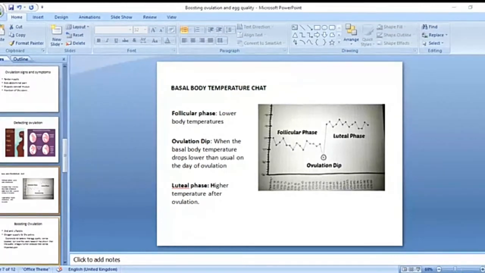The first part where you see the follicular phase, that's the first part of your cycle. And you know that in this part the temperature is lower during the follicular phase. And then in the luteal phase, the temperatures are higher. I think you can take note from the diagram. You're going to notice that the temperatures are actually higher during the luteal phase. And then you notice there's an ovulation dip.